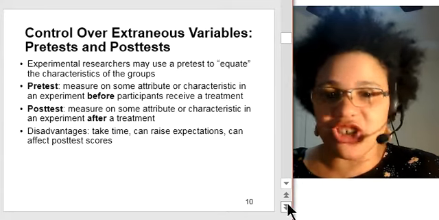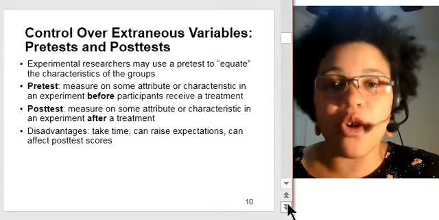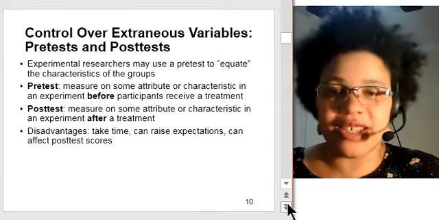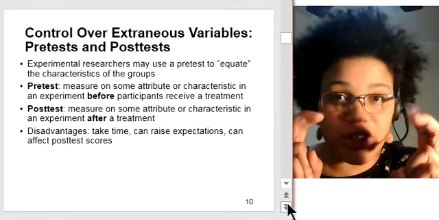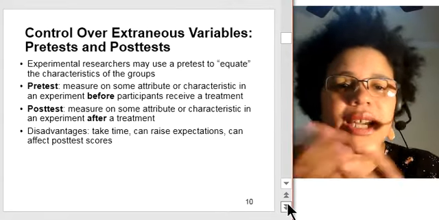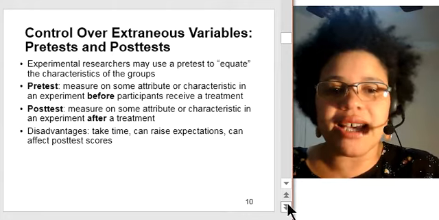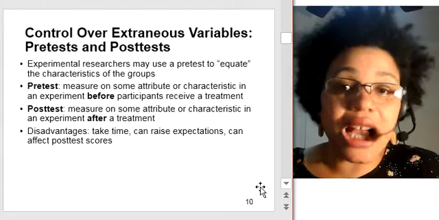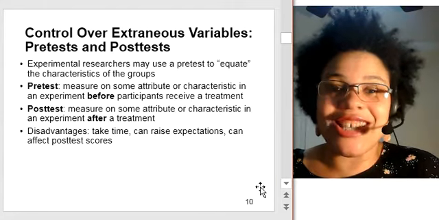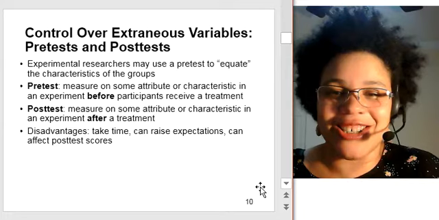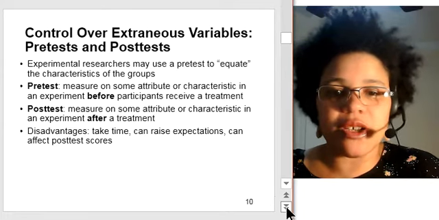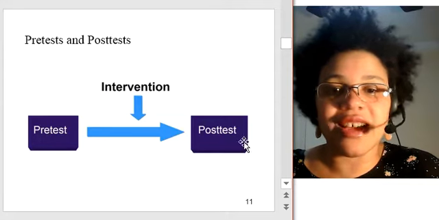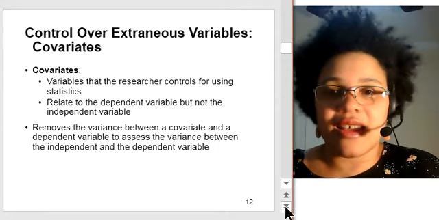So the pretest is the measure on some attribute or characteristic before participants receive the treatment, and the post-test is the measure after they've received the treatment. And we're using the term treatment in education, but it's more like an intervention because this isn't medical research. Disadvantages: pretests take time. They can raise expectations, like, hey, here's the pretest, here's what you're gonna learn, and they can affect post-test scores as a result. So you give the pretest, you do something, and then there's the post-test.